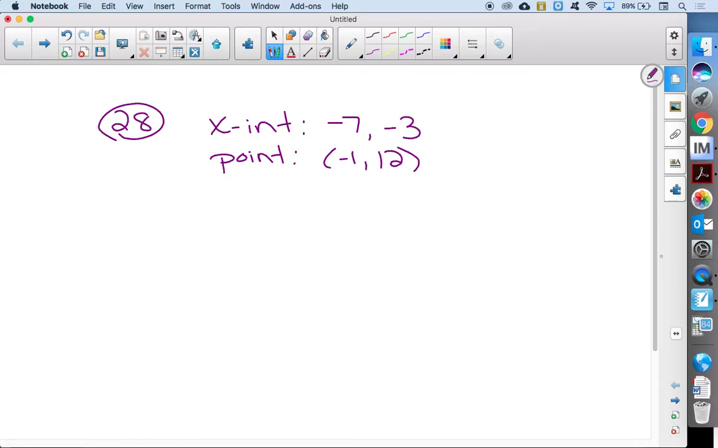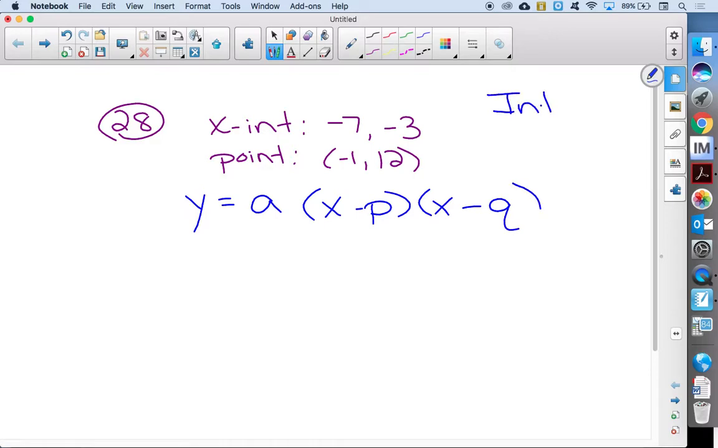So first off, what form is the equation going to be in, based off the information that's given? Gunnar? X-intercept. And x-intercept form looks like what? Y equals a times x minus p times x minus q. Because you're given intercepts, you want to write it in intercept form. That's based off of the information you're given. If you're given the vertex, then you want to write it in vertex form. But in this case, we're going to write this problem in intercept form because we have the intercepts to work with.